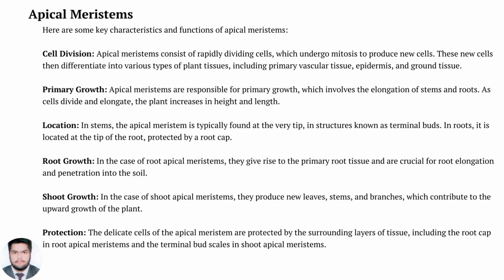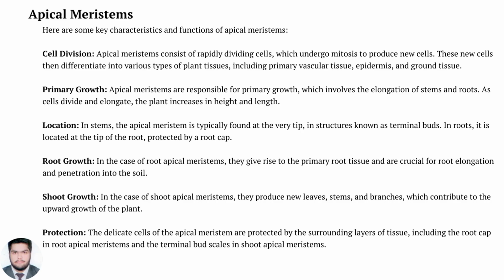Primary growth. Apical meristem is responsible for primary growth, which involves the elongation of stems and roots. As cells divide and elongate, the plant increases in height and length.